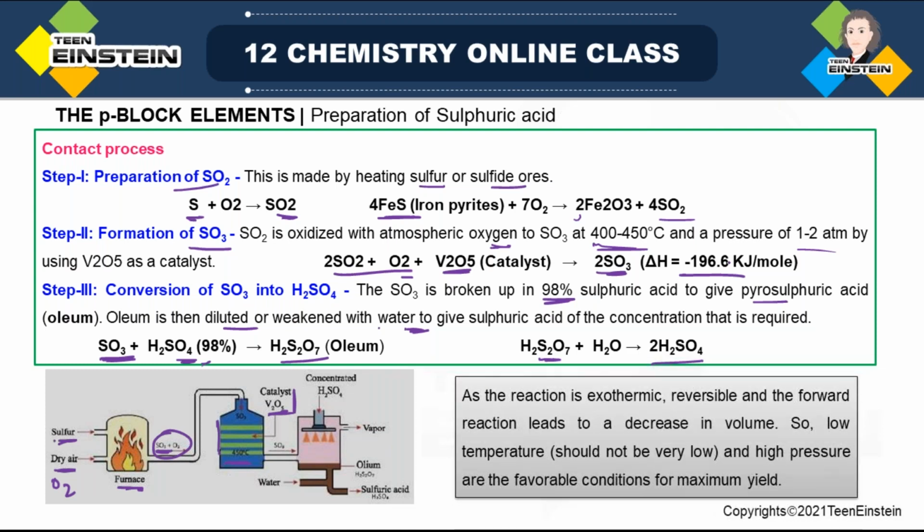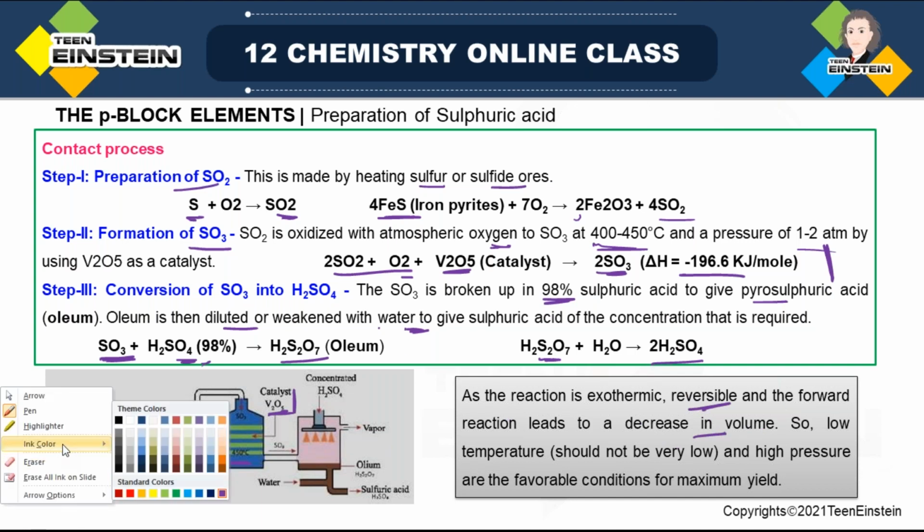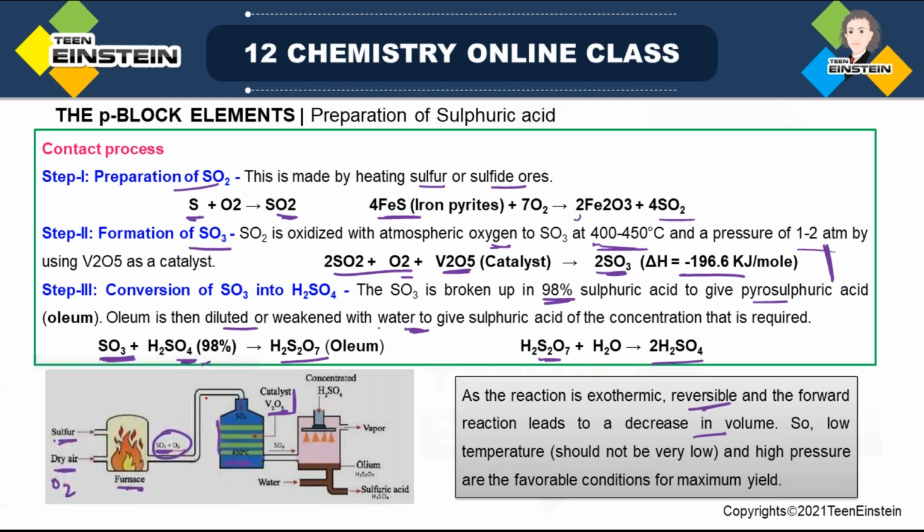And remember, the second step is exothermic. It is reversible also. So the forward reaction here leads to decrease in volume. Now why is it a decrease in volume? See, just look at the second step. In the starting material we have taken SO2, which is gaseous. This is also gaseous, and product is also gaseous. Now see here, 2 moles, 1 mole. So from 3 moles you are getting 2 moles. That means there is reduction in volume. Volume is decreased. So in the second step, volume is decreased.